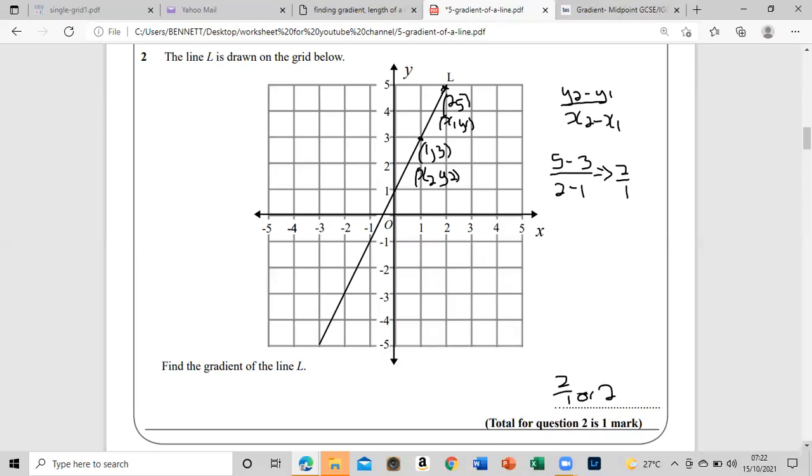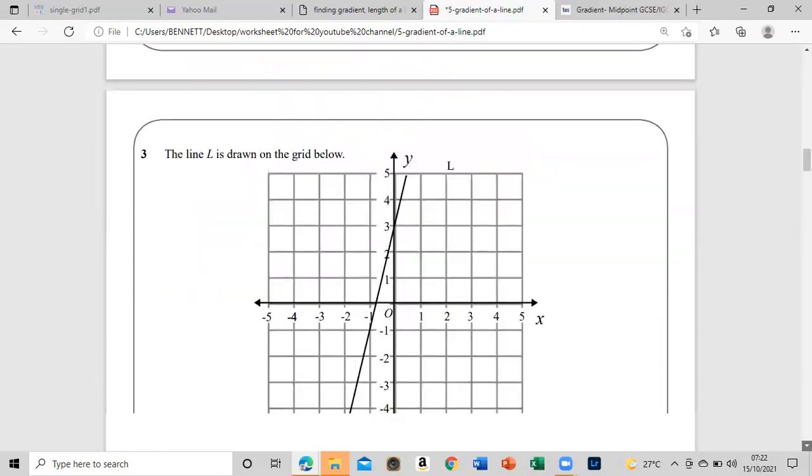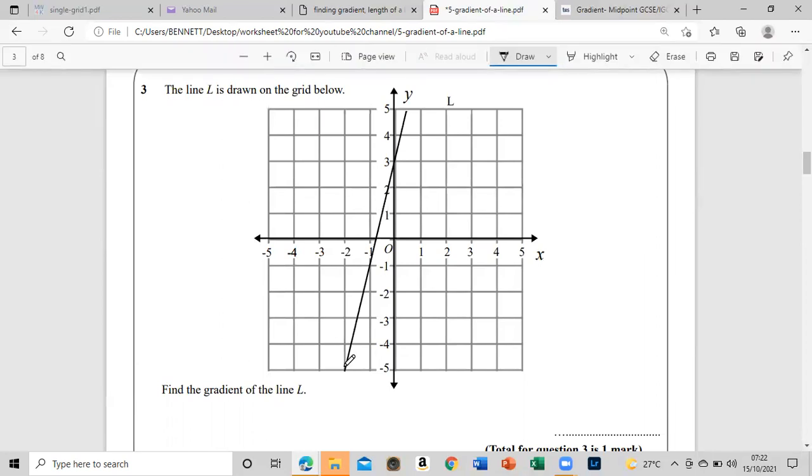All right, I want one where we have a negative gradient. Hopefully, they can give us that. They don't give us that one. All right. Which points are we going to take at this one? We're going to take this point right here, and this point right here. I like these two. All right. So this point is the point -2, -5.